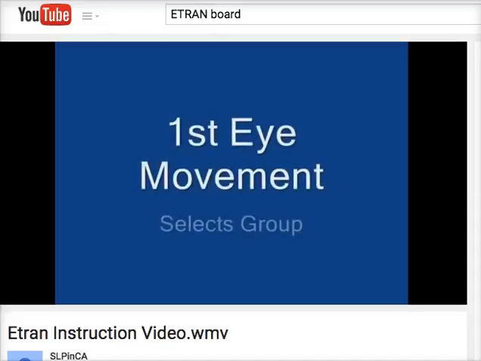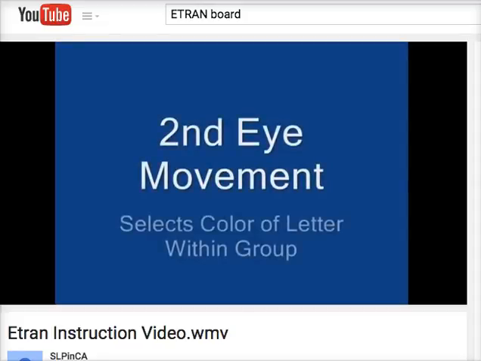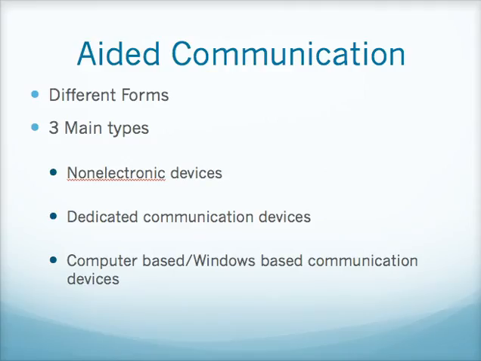In other words, the first eye movement selects the group, and the second eye movement selects the color of the letter within the group. Let's try the next letter, Y. Okay, so that was just a quick example of what an E-Tran board looks like.